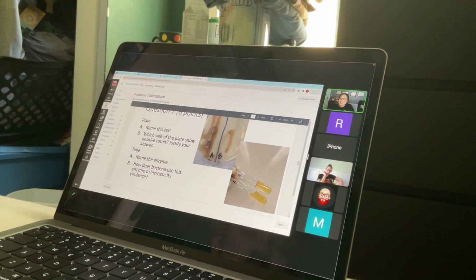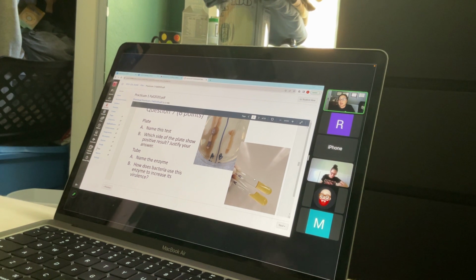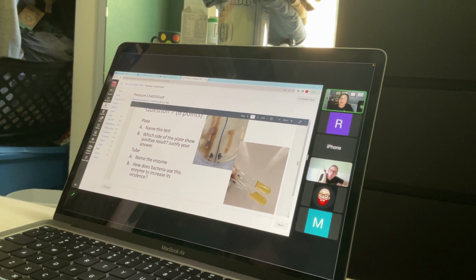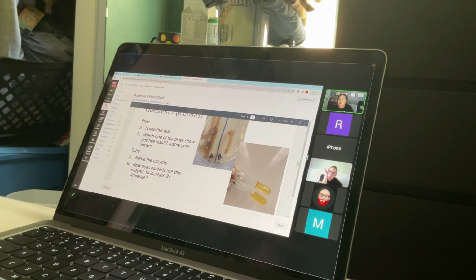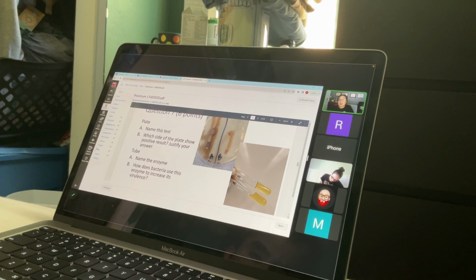Yes, exactly. So for the student on the iPhone, there are 2 tubes, and the tubes are leaning at a 45-degree angle. One tube looks solid, and the other tube looks liquidy. Okay, so the name of the enzyme is gelatinase, which acts on a component of our connective tissue. So if a bacteria is able to make the enzyme gelatinase, it's going to break down gelatin into single amino acids. That's why it looks liquidy.